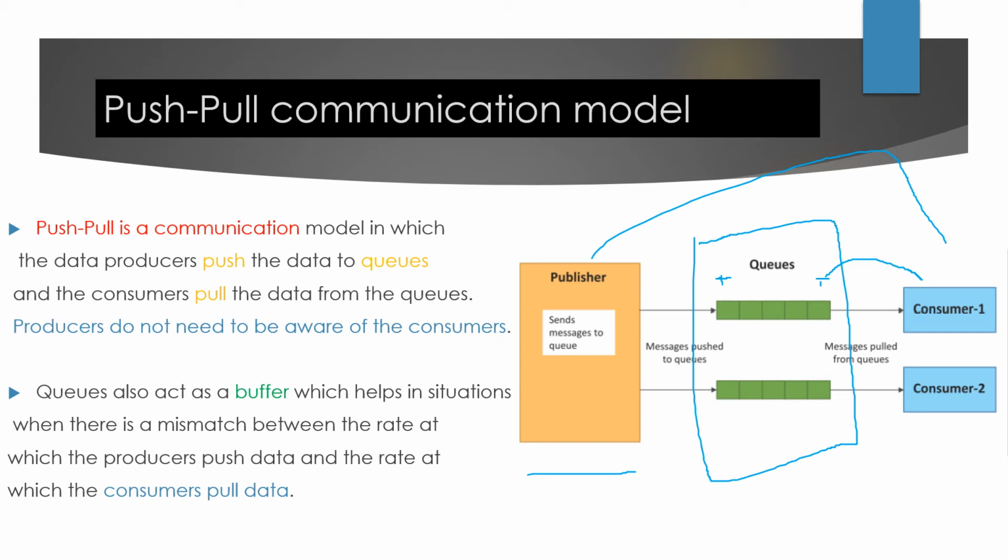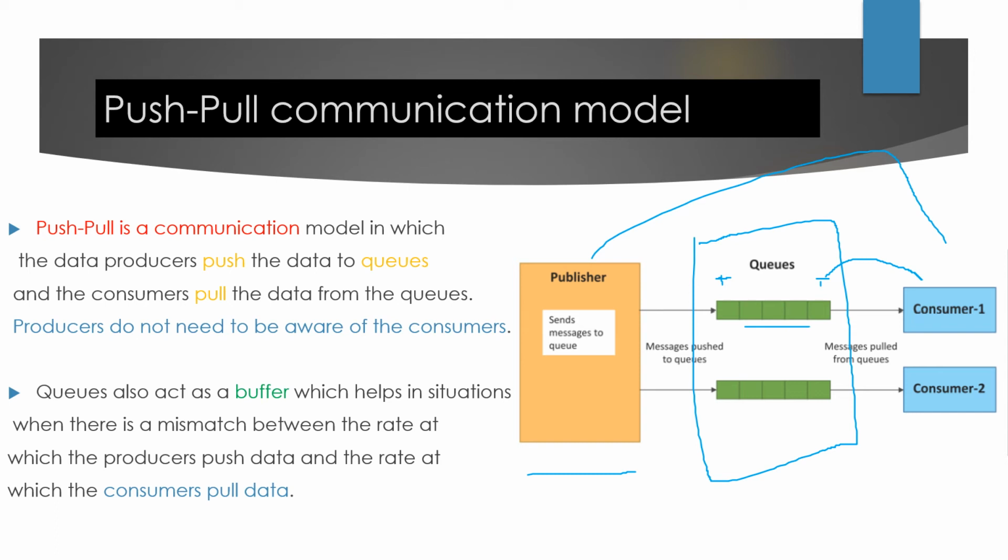Just like publish-subscribe, here the queue is acting as a broker. It is a type of broker itself, just storing the data, not doing anything else. Queues also act as a buffer, because the data which is first present in this position will be pushed until this position. For 1, 2, 3 and 4, until 4 positions, the data will be stored, and then it will be pulled by the consumer here.